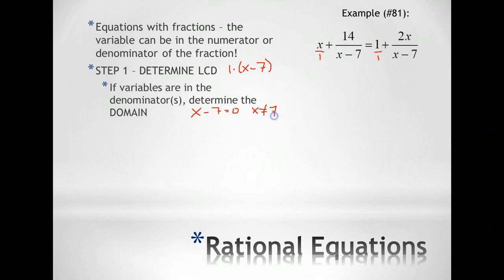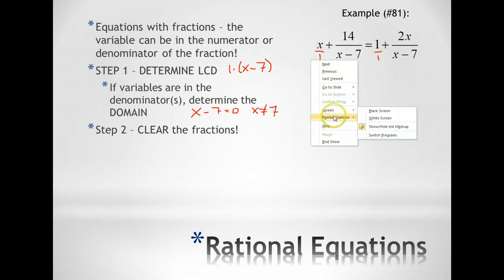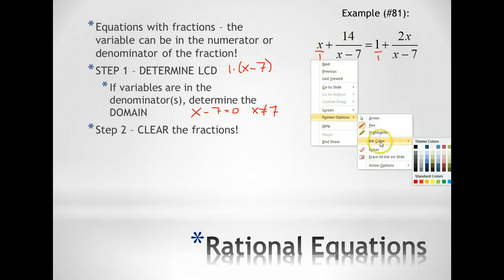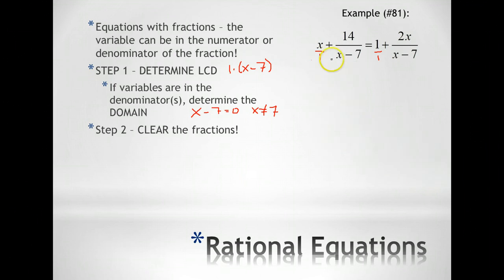And so this will come back when we solve the problem. We just need to make sure that our answer is not 7. Okay, so there's a number of different ways to clear the fractions for these problems. I'm going to go ahead and do it by multiplying the entire equation by the least common denominator. So I'm going to put the whole thing in parentheses, and I'm going to multiply every single term by x minus 7.